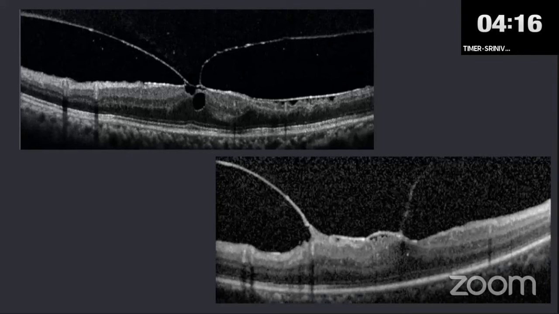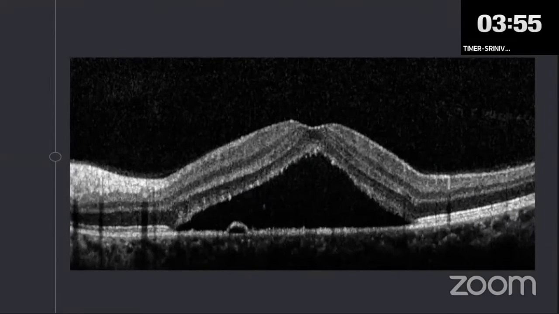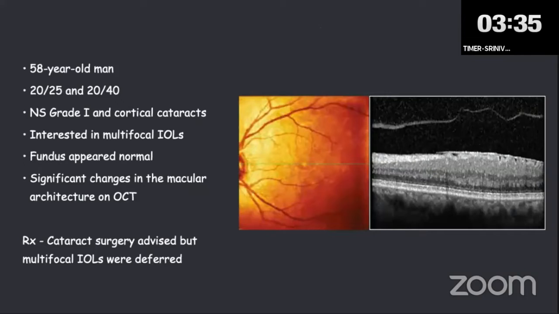VMT or VMA, vitreomacular traction or adhesion, can cause, if not less vision improvement, then certainly reduced quality of vision. Here it's a focal traction on top, and the image below is a broad-based traction. Again, you will need to change your management. These are PEDs that you can see here. This is a patient with PED, and CSCR again could be missed clinically. So it is important because the macula may look very normal on a clinical or slit lamp examination, but they will have significant pathology on the OCT. And conversely, the macula may look very abnormal, but the OCT could show absolutely normal macular architecture, which helps you explain to the patient.